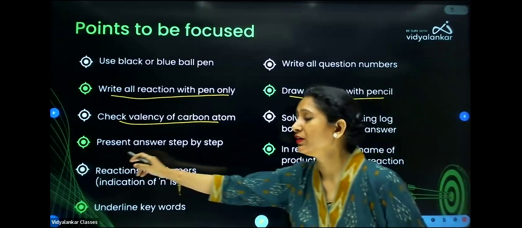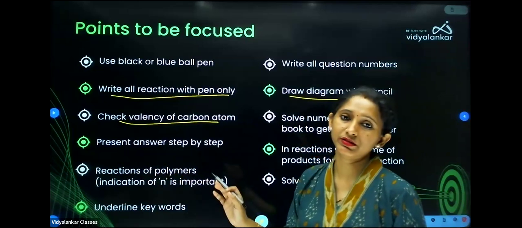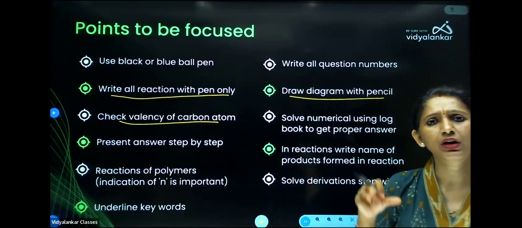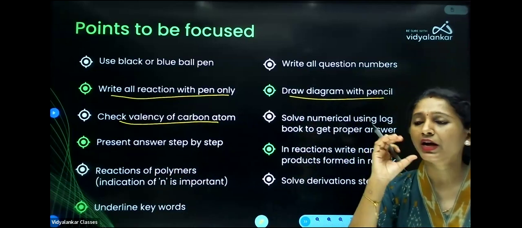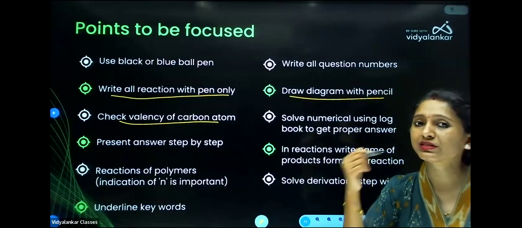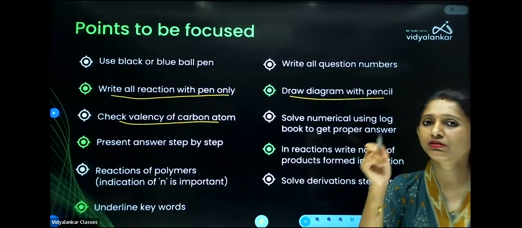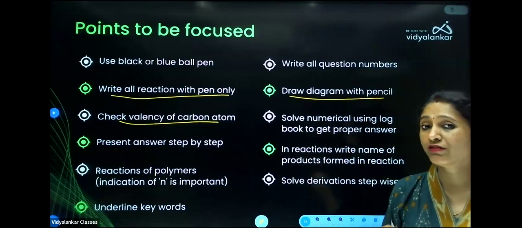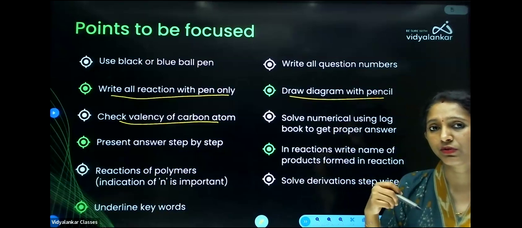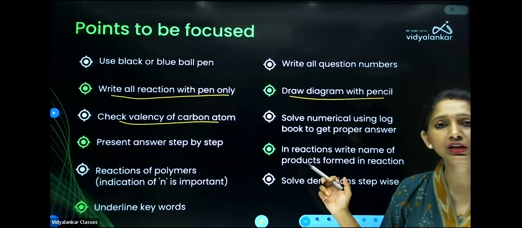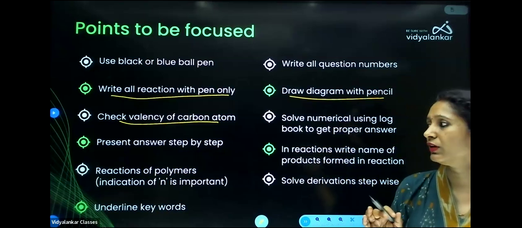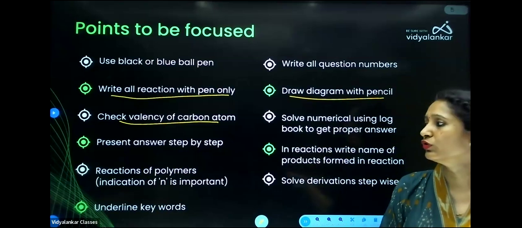Then present all the answers step by step. Do not write any answer in a paragraph. Try to write all the answers in steps. This is again important because the examiner will just read the keywords which you have mentioned in the steps. So writing answers stepwise will definitely give you a good score.